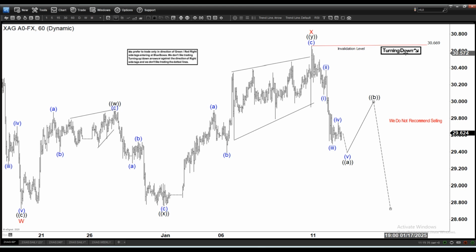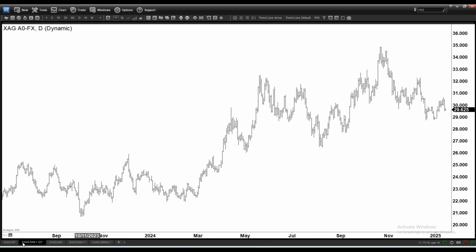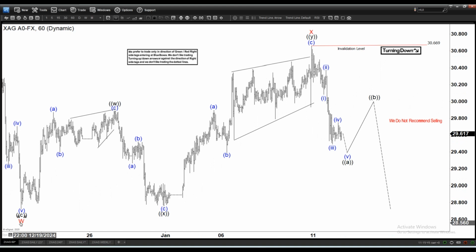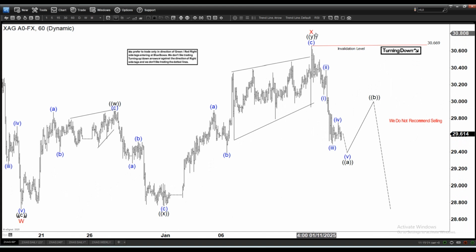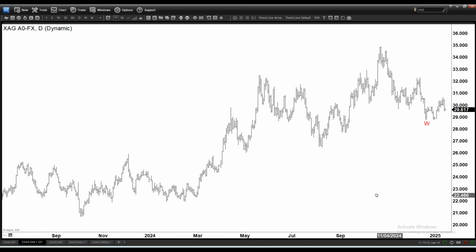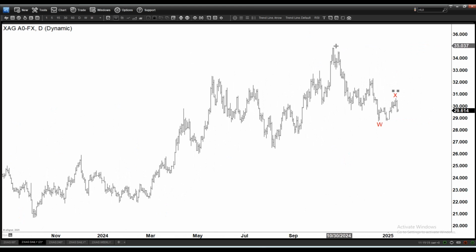Okay, now if I zoom out to the daily time frame and give you a slightly larger degree perspective, let me copy this W in red over here on the daily, and also the X in red. So what happens here is, as you can see, silver formed the low back in October last year at around 35, and from there we can clearly see so far we got 3 waves down, but the third leg in this particular case has not quite reached the 100% extension.